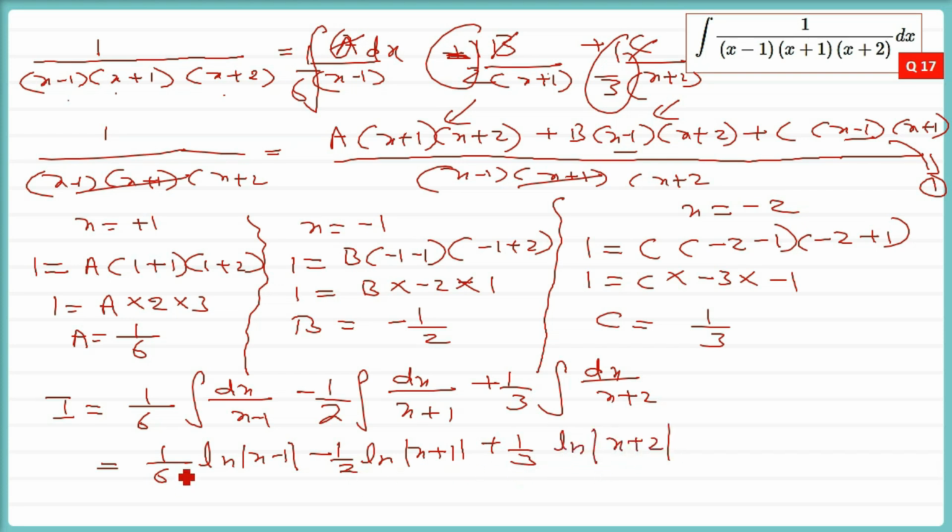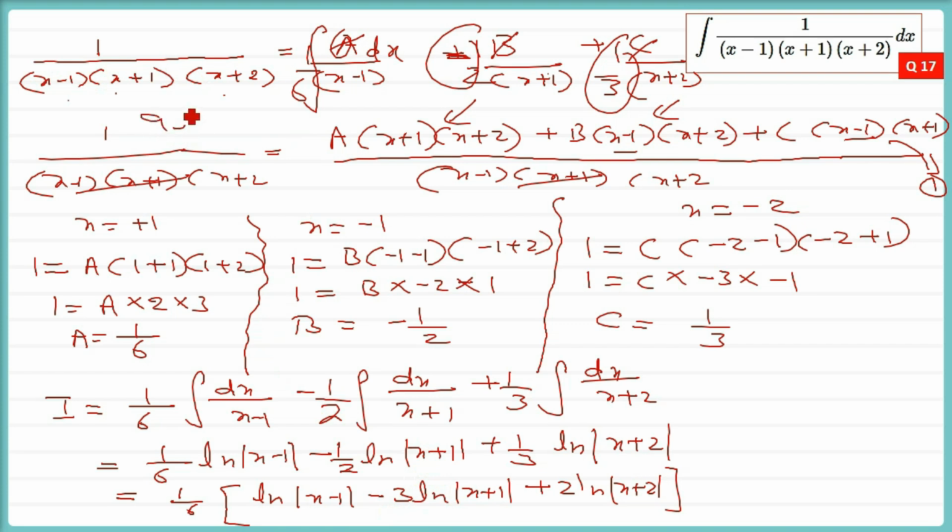Since 2 times 3 is 6, the denominator constants are related. So better is to take 1 by 6 outside, that is constant. When you take 1 by 6 as constant, what will be remaining inside? The first term will have ln modulus of x minus 1. This will be the first term. Here it will be 3, so 3 will come in the numerator. So we have minus 3 ln modulus of x plus 1. Then you have 3, so 2 will come here: 2 ln modulus of x plus 2.